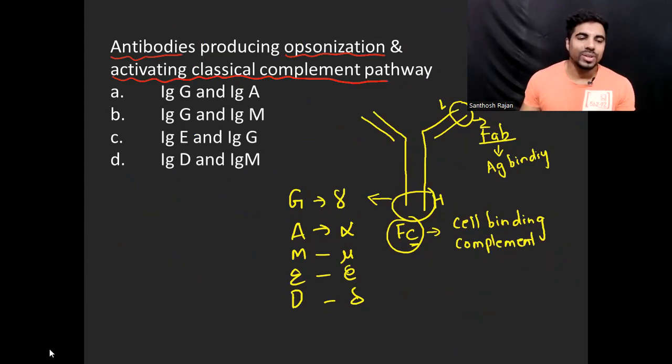Now you'll answer me. So we already discussed a lot. Now you guys are going to tell me what happened. So, the antibody that is helping in opsonization and activating the classical complement pathway. So which one is it?